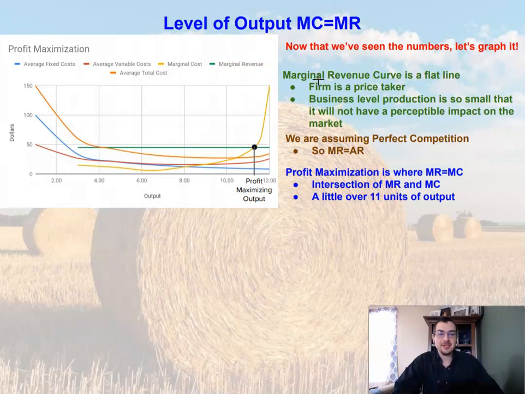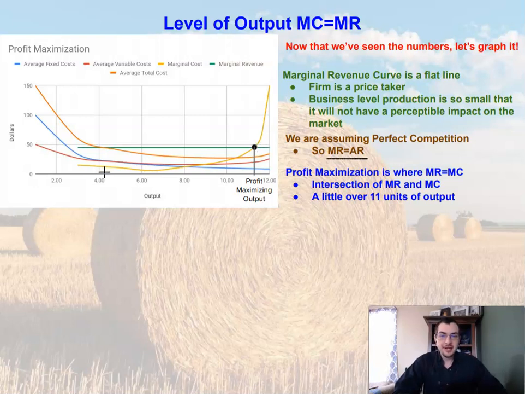It's that flat line because that firm is a price taker, and they're a price taker because in perfectly competitive markets we say that there are so many buyers and so many sellers that no one person can impact the market. That business's level of production is so small that it will not have a perceivable impact on the market. So we are assuming perfect competition in this, so we know that marginal revenue is equal to average revenue, which is also equal to the price. So this curve right here is the marginal revenue, the average revenue, and the price curve.